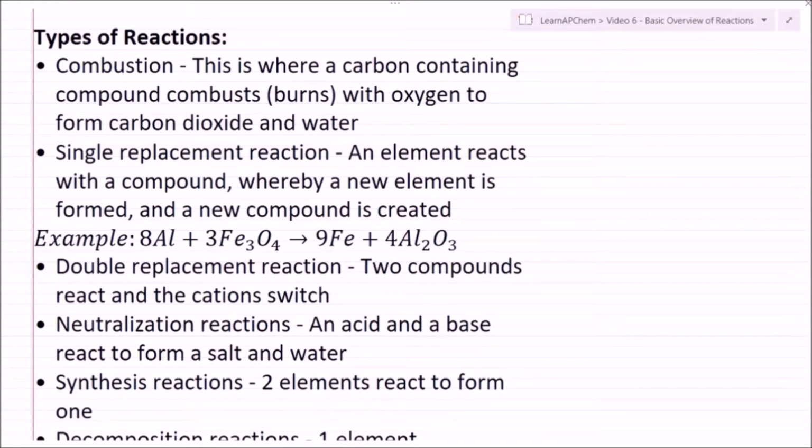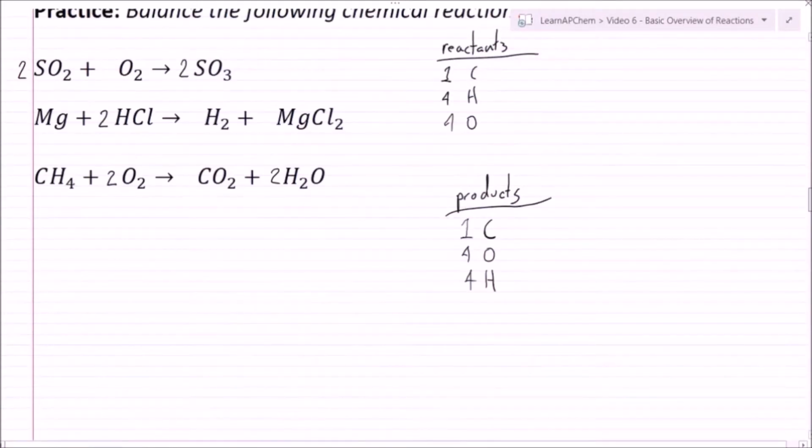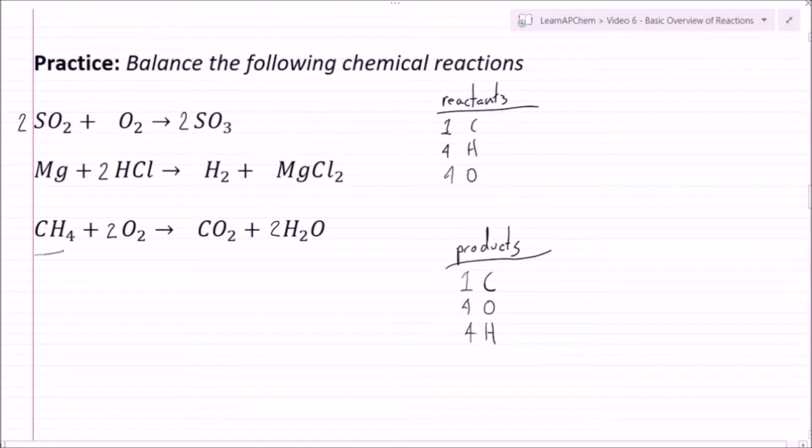So our first type of reaction is combustion, and this is where a carbon-containing compound combusts with oxygen to form carbon dioxide and water. So I saw up here that I have an example. I have a carbon-containing compound combining with oxygen to form carbon dioxide and water. So this would be a combustion reaction.